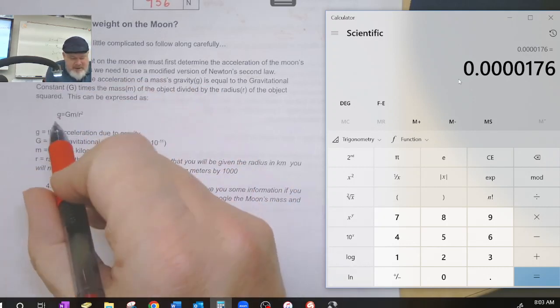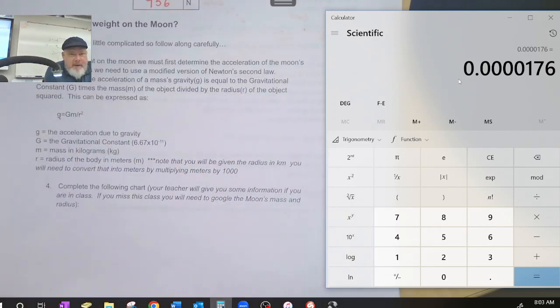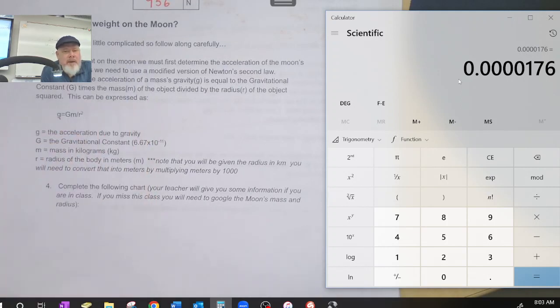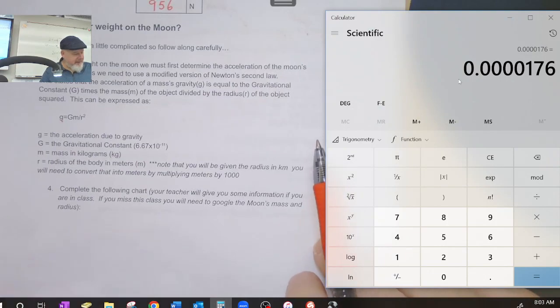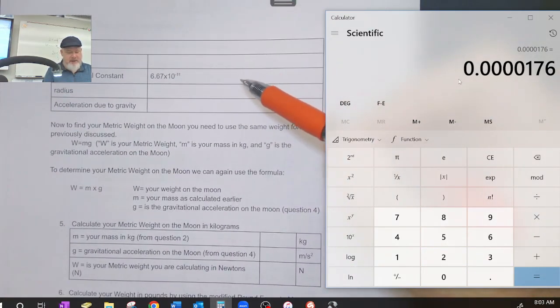So this is a new equation that we're going to use to figure out, first of all, the acceleration. Once we figure out the acceleration of gravity on the moon, which is going to be different than the Earth, then we can take your mass and multiply it times the acceleration of gravity on the moon and determine what your weight is from there. Okay? So, it says to complete the following chart, this is the chart right here on the next page.